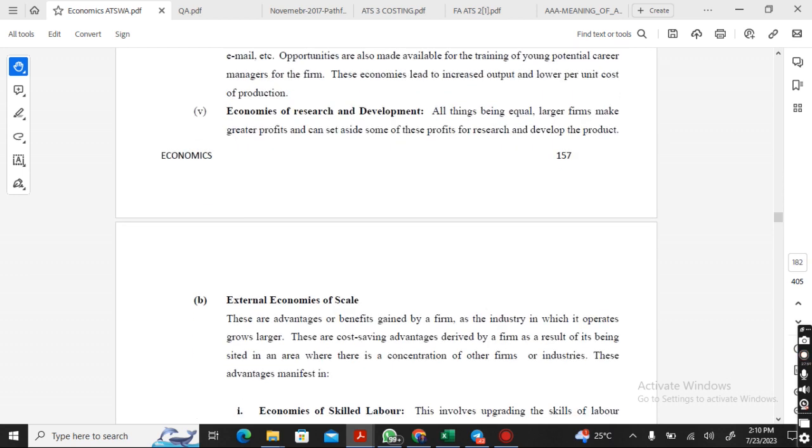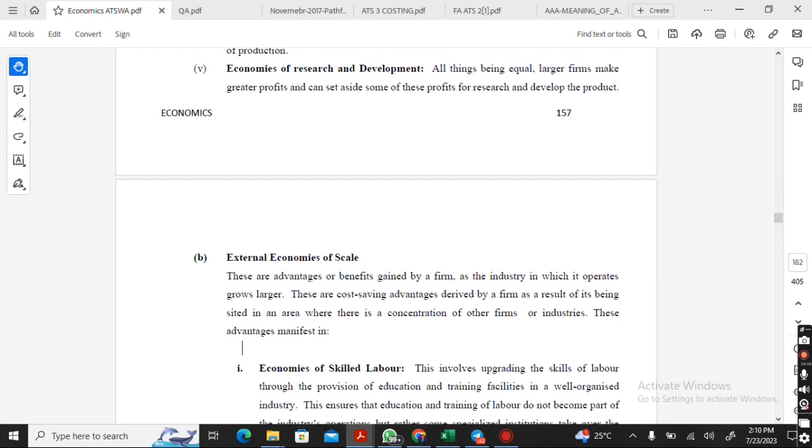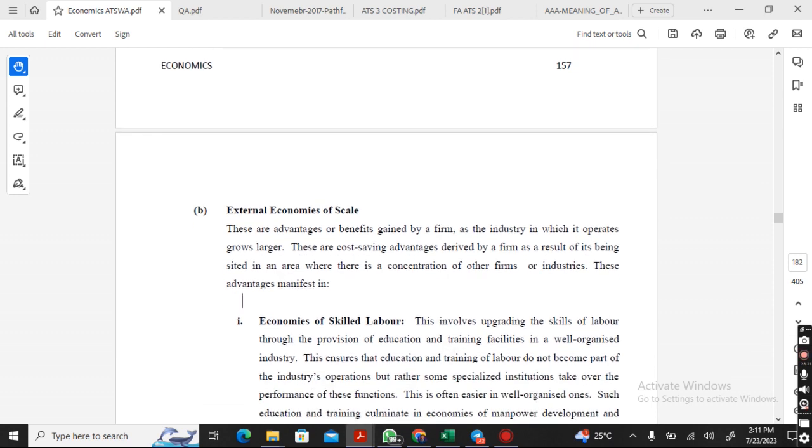So B is external. External what? Something that is external that you can't control, that you can learn from, like we have SWOT. I will explain that later. The threats outside, the opportunities outside, etc. So these are advantages or benefits gained by a firm as the industry in which it operates grows larger. These are cost saving advantages derived by a firm as a result of being sited in an area where there is a concentration of other firms or industries.